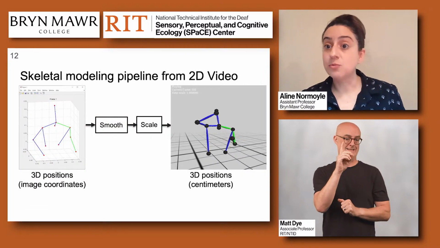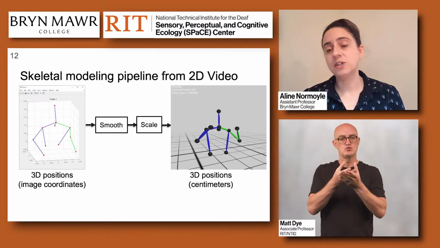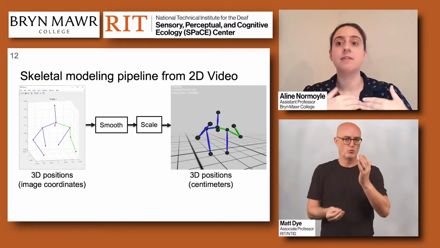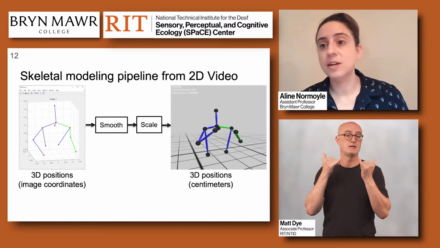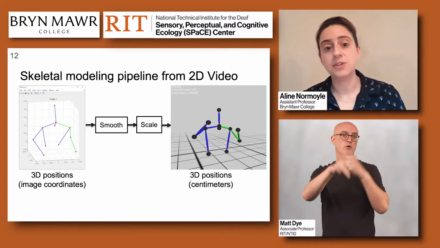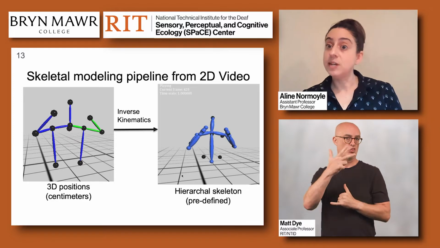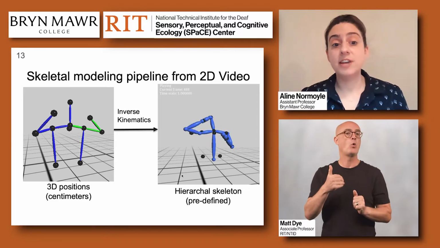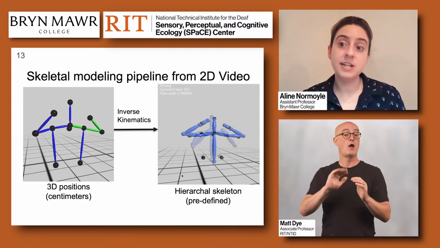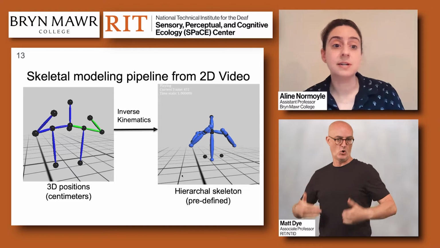Once we have these 3D positions, we smooth the trajectories to remove jitter and noise, and then we scale them so that they more closely fit a realistic measurement. So in our software that we're showing in this presentation, we're using centimeters as our units. Once we have the 3D positions, we then fit our hierarchical skeleton to it. And so this skeleton is predefined to have realistic proportions, and then we input it to our system.